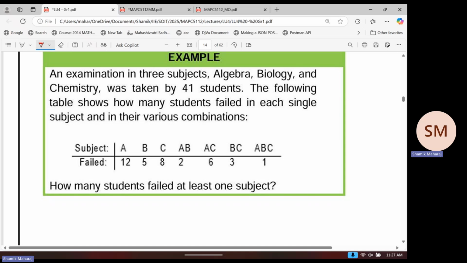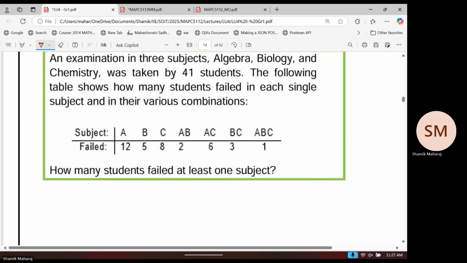It's a very depressing table. It's a table of people that failed. Okay. So subject, they just labeled A for algebra, B for biology, C for chemistry. So this tells us 12 people failed algebra, 15 failed biology, and 5, sorry, 8 failed chemistry, 2 failed algebra and biology. So that's what that means. 6 failed algebra and chemistry, and so on. 1 failed everything. All right. It's 1 guy.